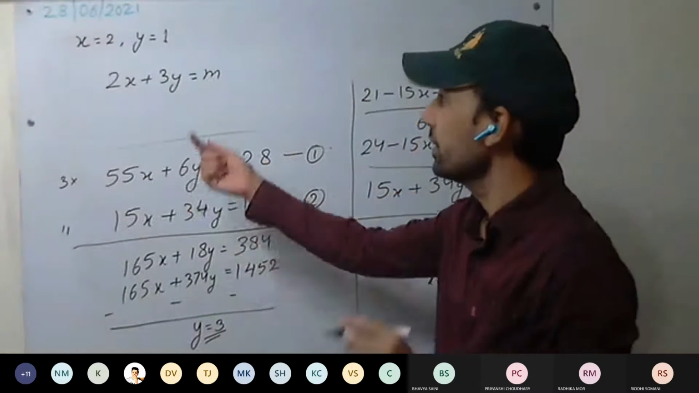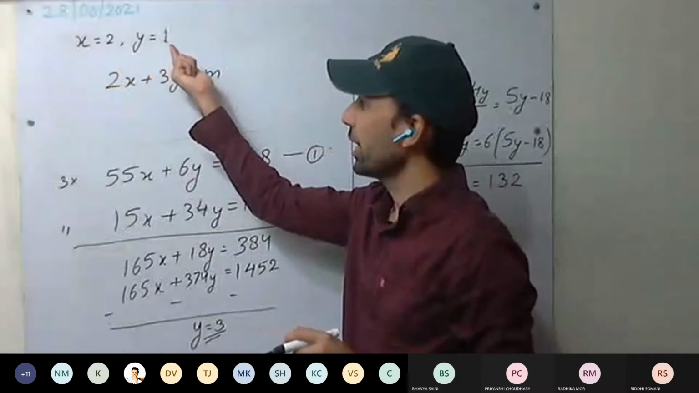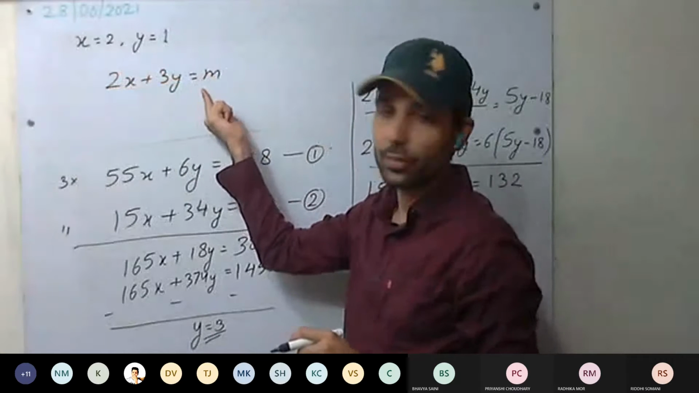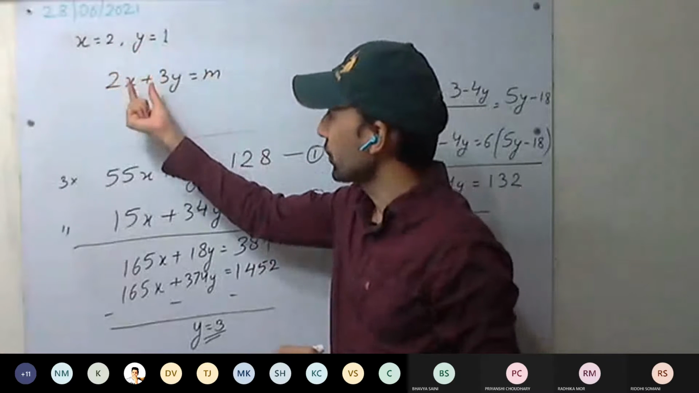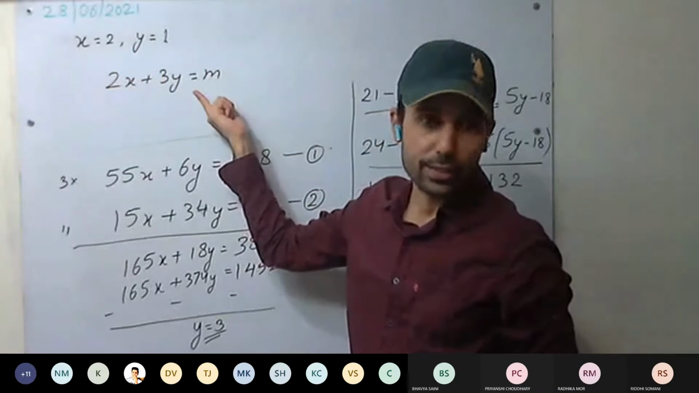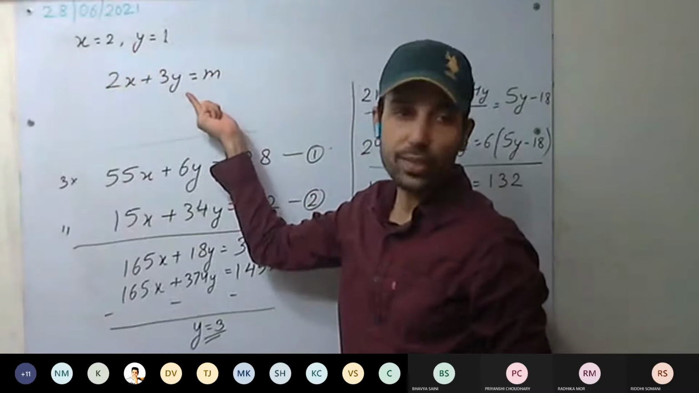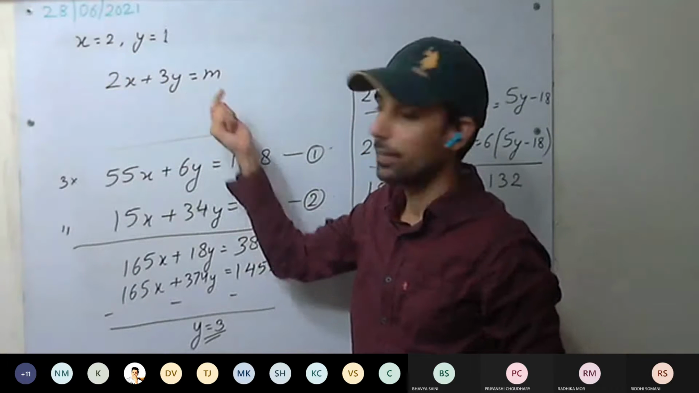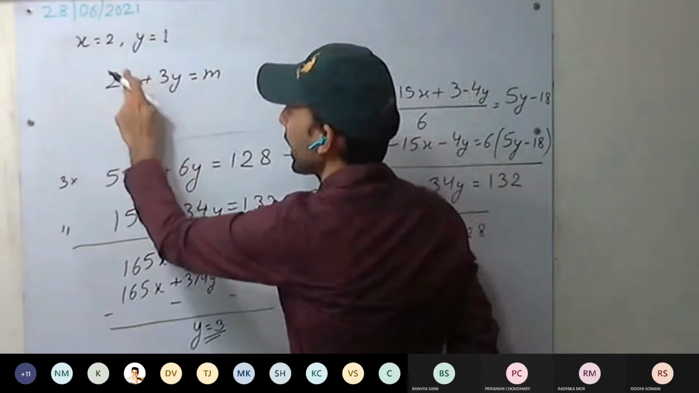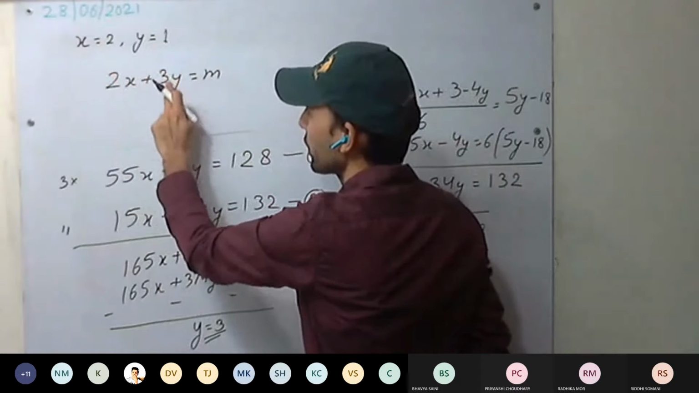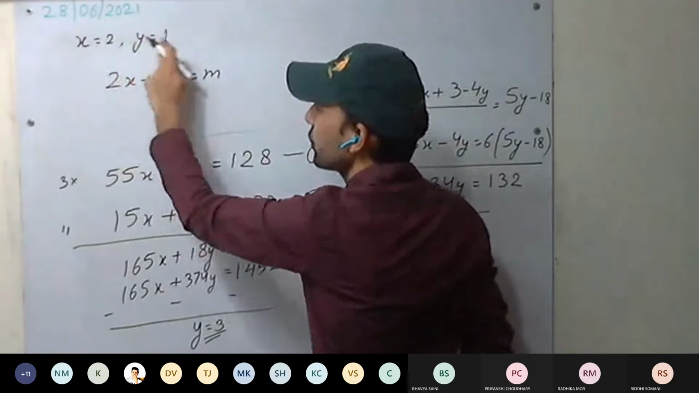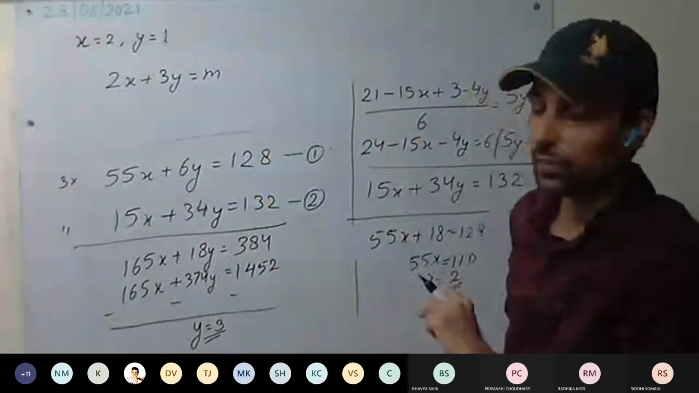What is written? x equal to 2, y equal to 1. It is a solution of this equation. It means these values will satisfy the equation. This is clear? If you put x equal to 2, y equal to 1, it means these two values are going to satisfy this equation.